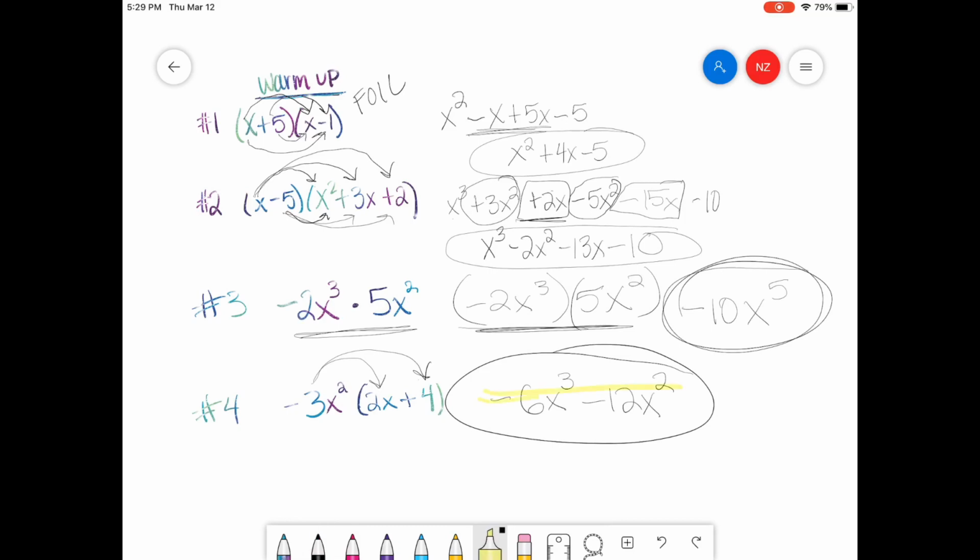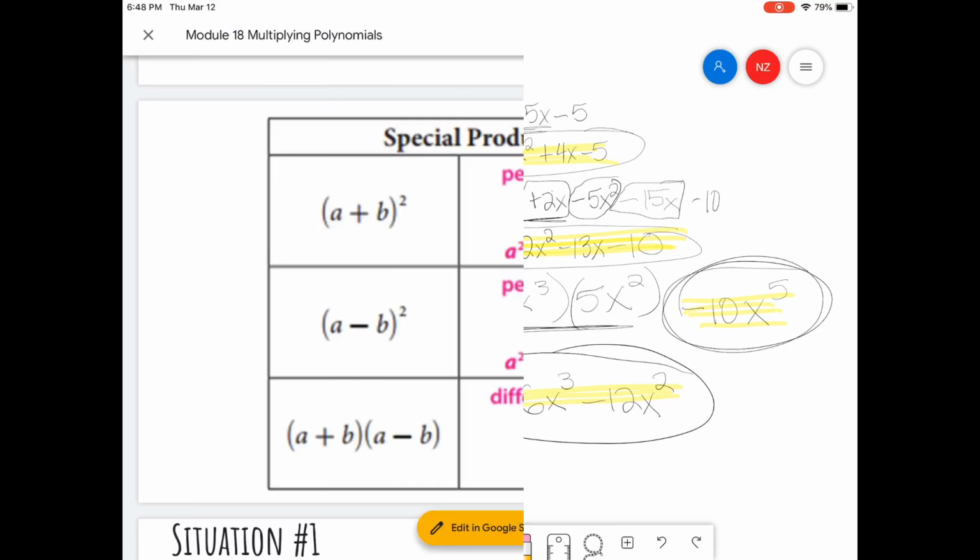Any questions or if you need additional practice on any of these questions that we worked on last week, make sure that you reach out and I can give you some additional practice. Otherwise, let's move forward with the lesson.